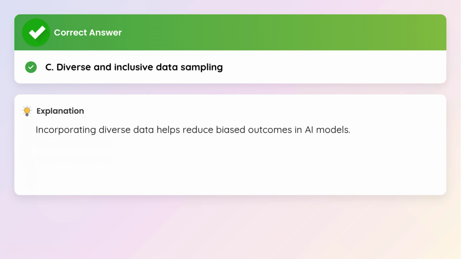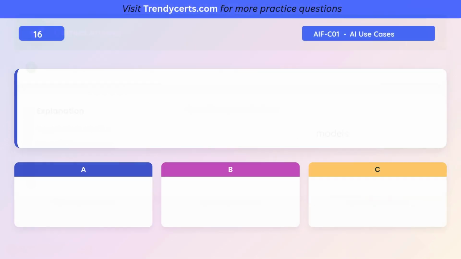This gets to the heart of the garbage in, garbage out problem. If your training data isn't diverse and representative of the real world, your model's predictions will be biased. Incorporating a wide range of data is the best way to reduce those biased outcomes.